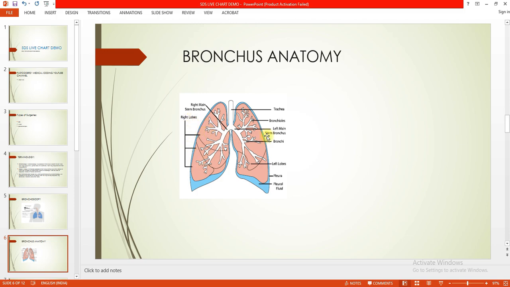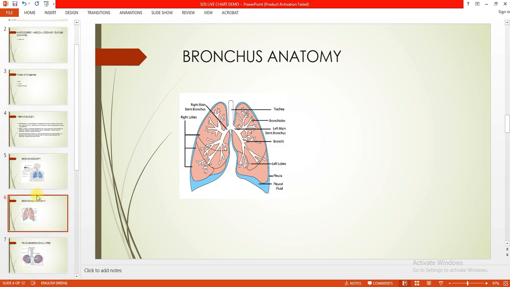Three lobes on the right side, two lobes on the left side. Okay. So this we need to understand why we are going to code one bronchoscopy procedure. For example, in the operative report, if you see the bronchiole, you need to understand where the bronchiole is. So bronchiole is the last point of this bronchus.